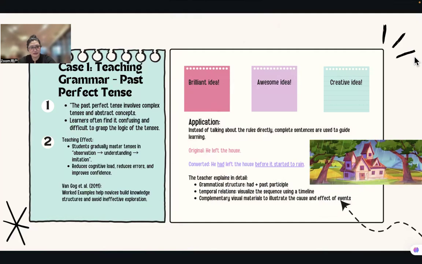Such as these two sentences. The purple one is so much better to understand because it visualizes the sequence using a timeline and also complementary visual materials to illustrate the cause and effect of events. So during studies, adding a story or some visualized pictures can be useful for beginners. As a student, the study process is observation and then understanding, and last but not least is imitation in their further studies.